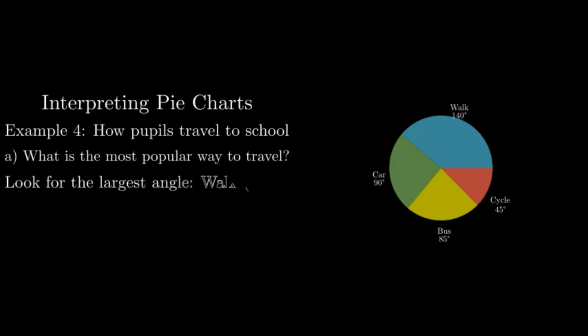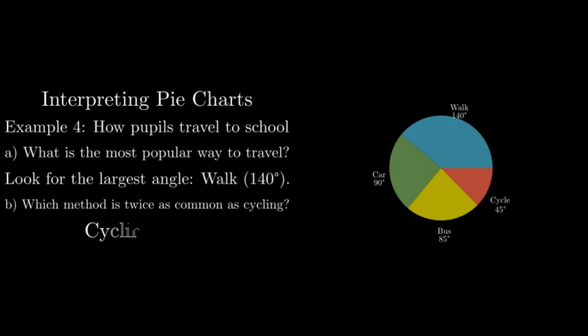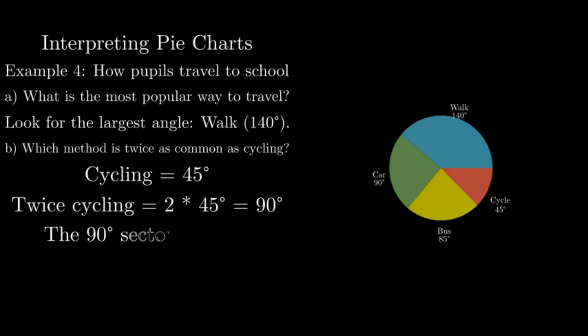First question, what is the most popular way to travel? In a pie chart, the largest category will have the largest sector, which means it has the largest angle. Looking at the chart, the walk sector has the largest angle at 140 degrees, so walking is the most popular way to travel.